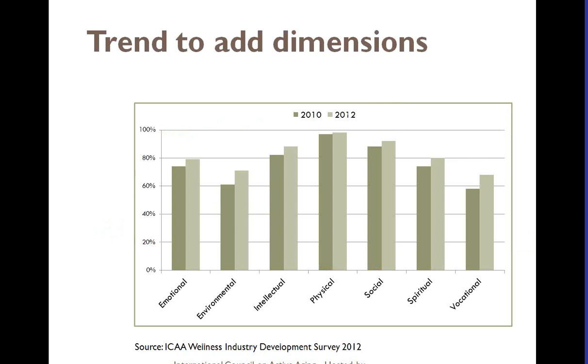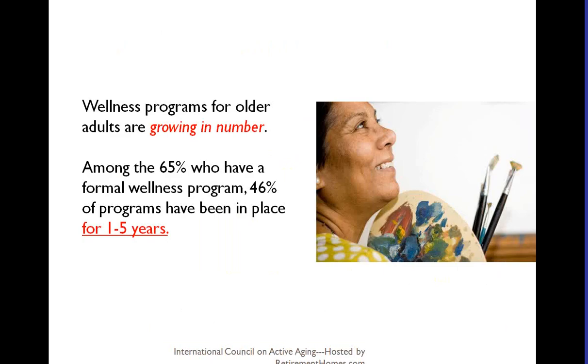ICAA researched their members about 2 years ago, and we found that 65% of them now have a formal wellness program. And only 46% of these programs have actually come to fruition in the last year to 5 years. So as you can see, we've been talking about it a lot, but we haven't been taking action until recently on a grand scale. So if you haven't participated in the wellness movement and the active aging initiatives, there's no time like the present, because it certainly is growing and growing exponentially.